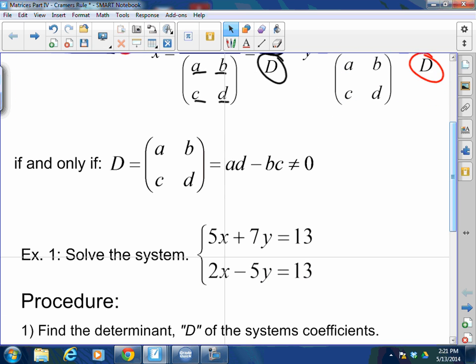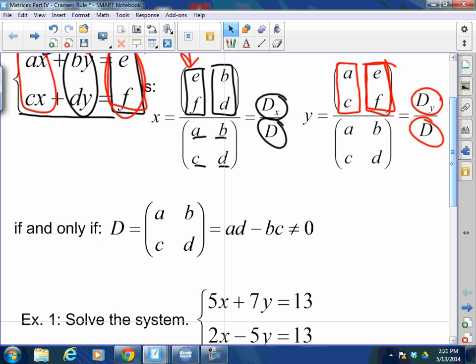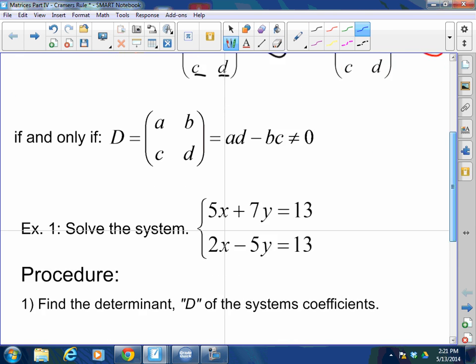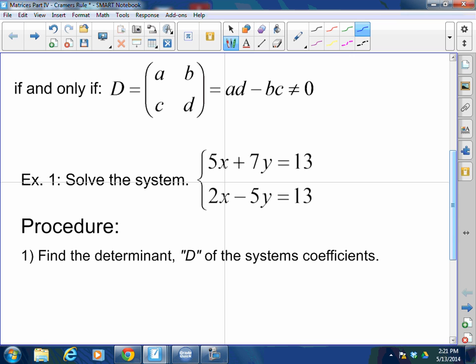And of course, Cramer's rule only works if and only if the determinant of the system does not equal 0. If the determinant of the system does not equal 0, this works. Now, in case you're wondering why that matters, can I have a fraction with a 0 in the denominator? So that's what I mean. Now, this I know looks like Chinese right now. Let me show you how to do this.